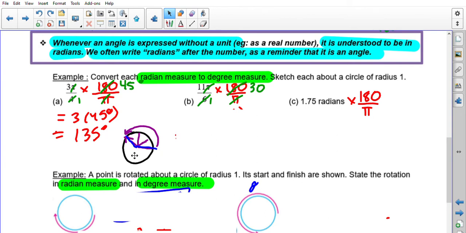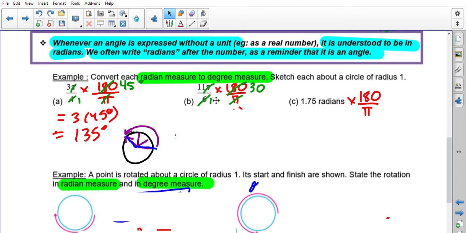Just for practice and drawing, if we start right here, it doesn't have to be perfect, but try to visualize 3 sets of 45. So if I'm starting at the blue, I went 1 set of 45, 2 sets of 45 is 90, third set would be about right here. So this is the arc length, and then the blue angle here is 3 pi over 4.